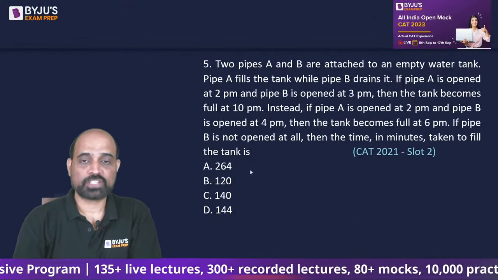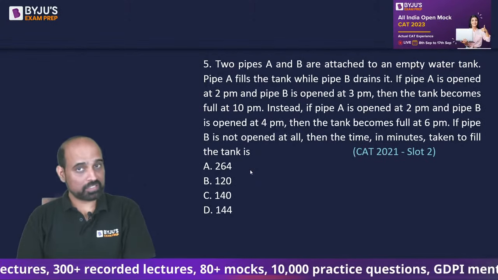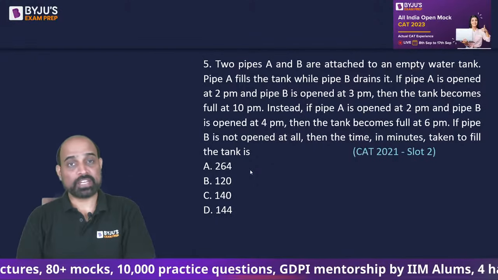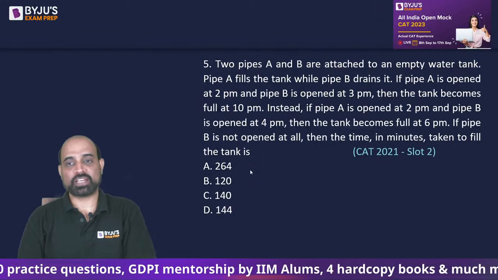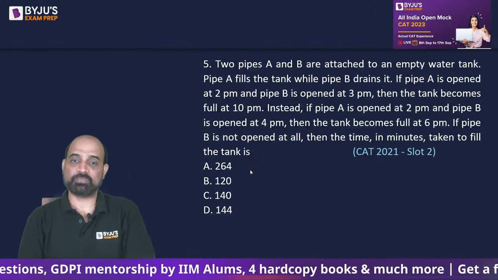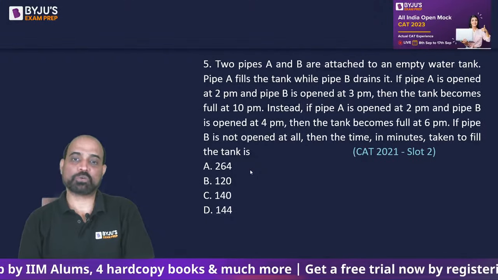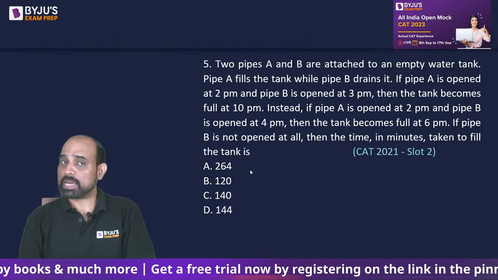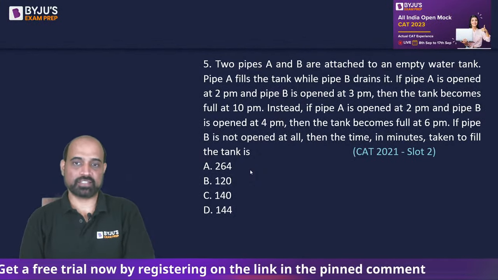Okay, next one. Two pipes A and B are attached to an empty water tank. अब time and work लग रहा है. Pipe A fills the tank while pipe B drains it. If pipe A is open at 2 p.m. and pipe B is open at 3 p.m., then the tank becomes full at 10 p.m. Instead, if pipe A is open at 2 p.m. and pipe B is open at 4 p.m., then the tank becomes full at 6 p.m. If pipe B is not open at all, then the time in minutes taken to fill the tank is.